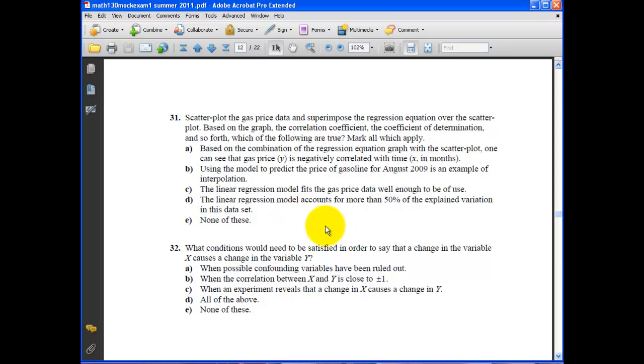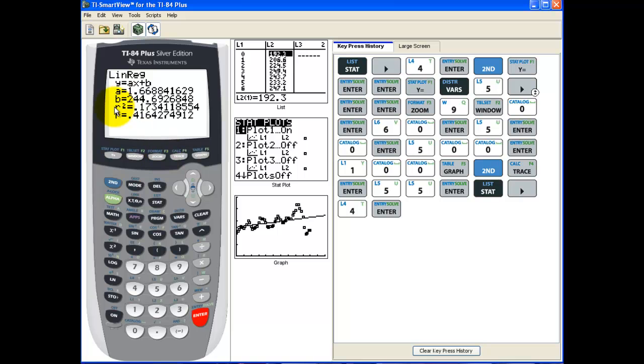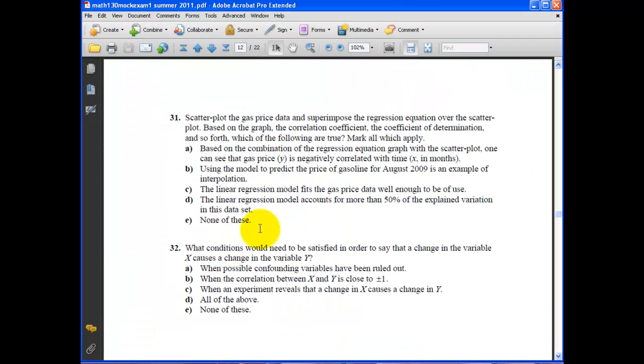And then finally, choice D says the linear regression model accounts for more than 50% of the explained variation in the data set. Well, again, let's take a look. The coefficient of determination, the r-squared value, is 0.173. That's the percent of the variation that's accounted for by the model. So in this case, it'd be about 17.3%, and it's nowhere near the 50% that's claimed in the problem here. It says the linear regression model accounts for more than 50%. No, that's false. So A through D are all false. That means the correct answer for 31 would be E, none of these.